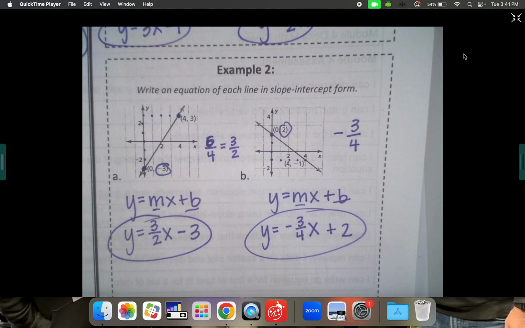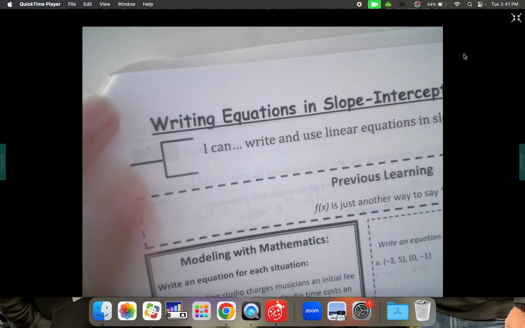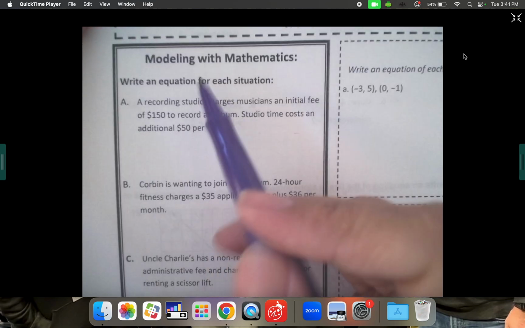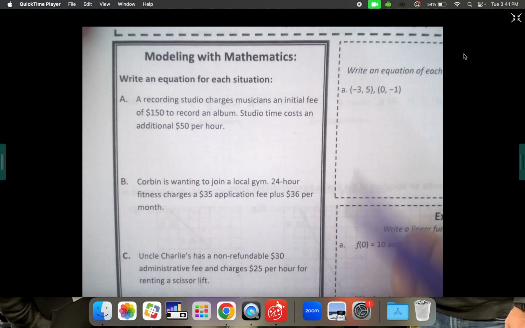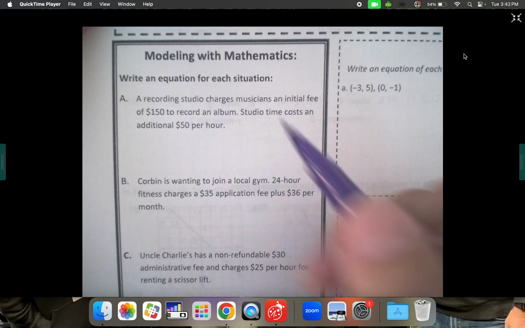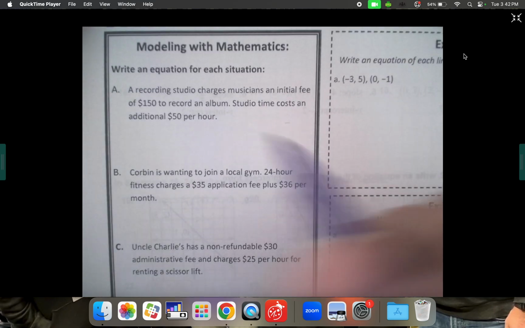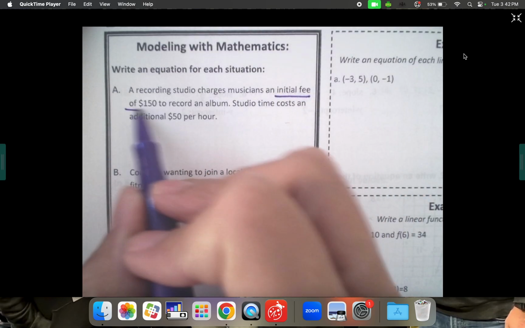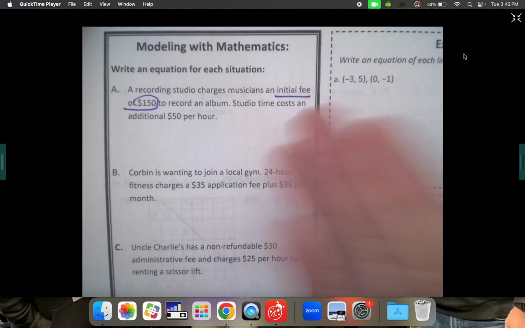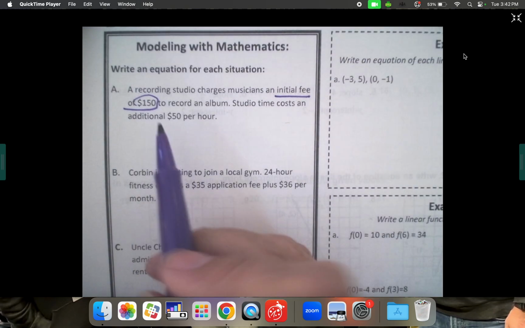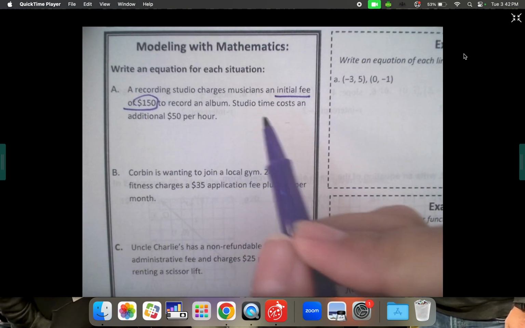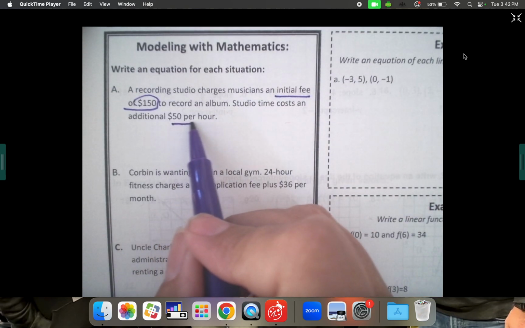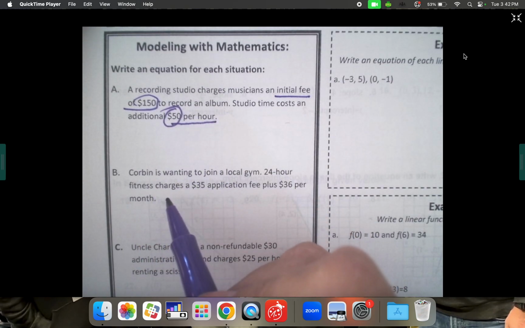All right, let's turn the page and look at our last new page of notes today. The first rectangle says modeling with mathematics, write an equation for each situation. So here's the real life situations we were talking about. A recording studio charges musicians an initial fee of $150. Just upfront, just to walk into the studio and record an album, they say, give me $150. Plus, you have a studio time cost at $50 per hour based on however many hours you're in there.